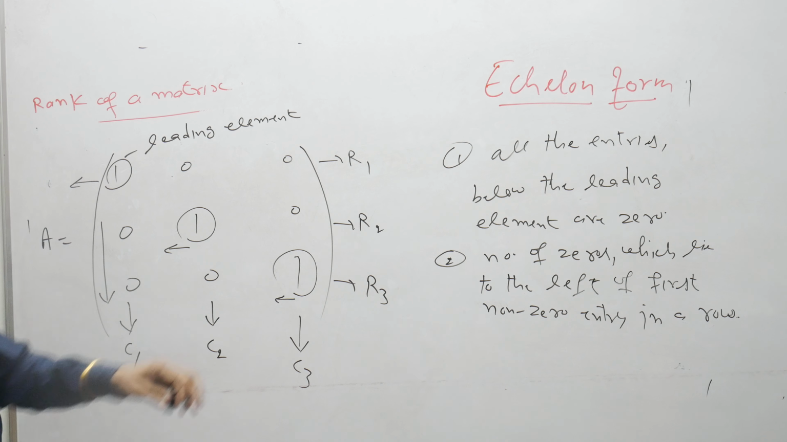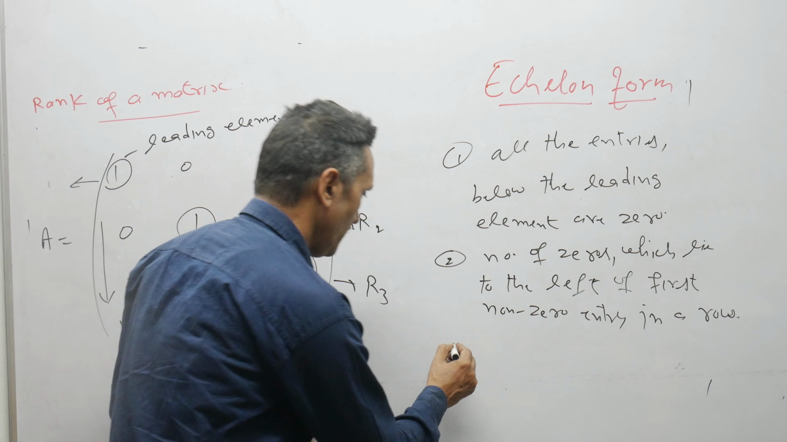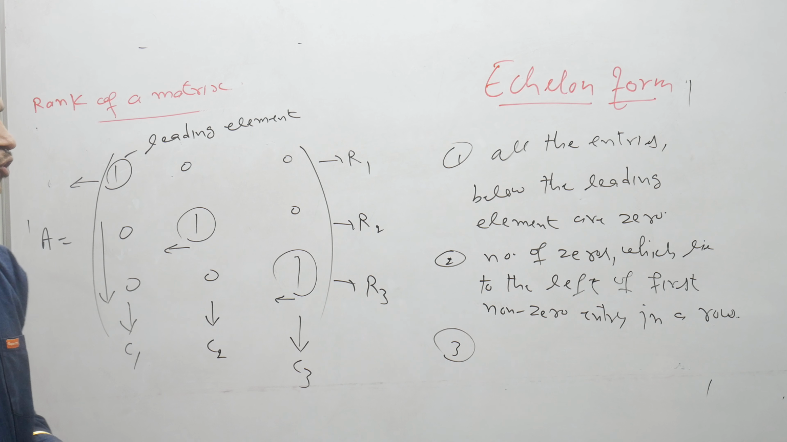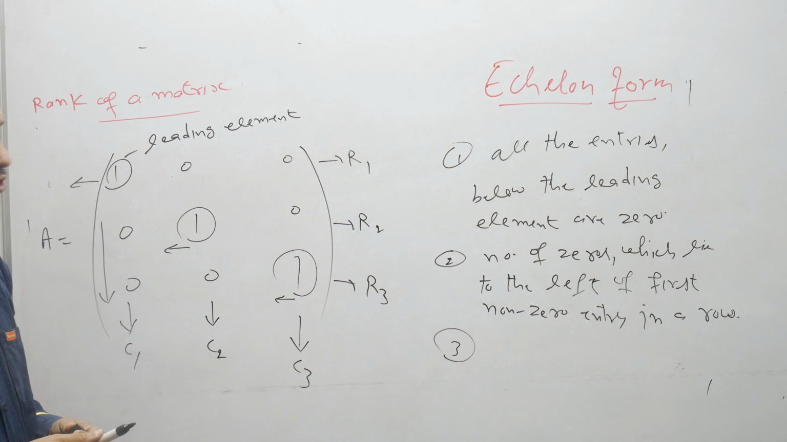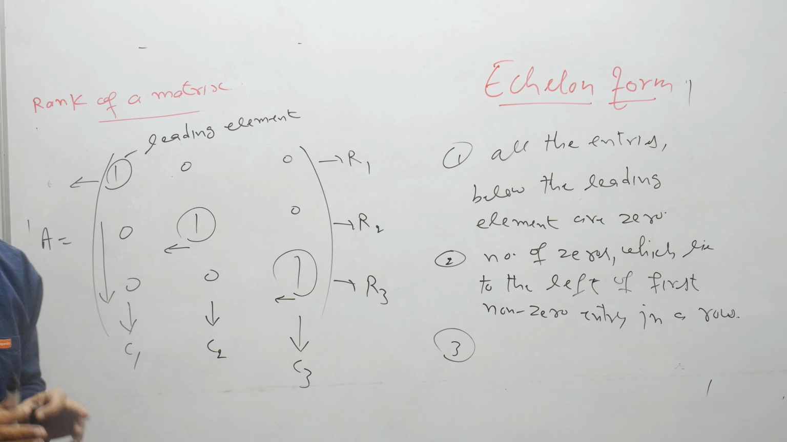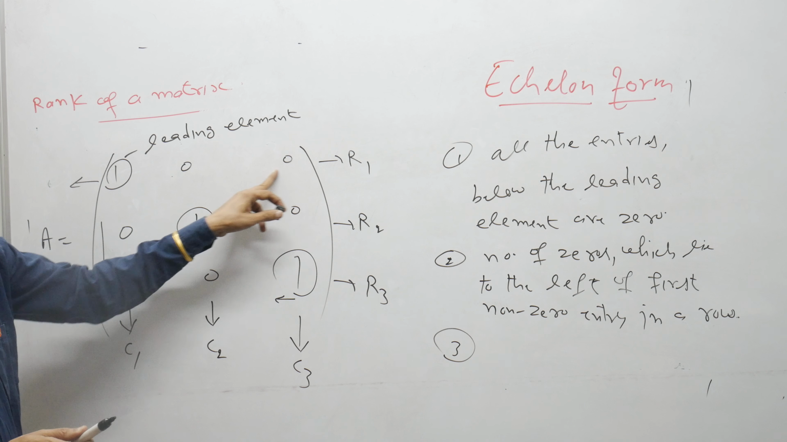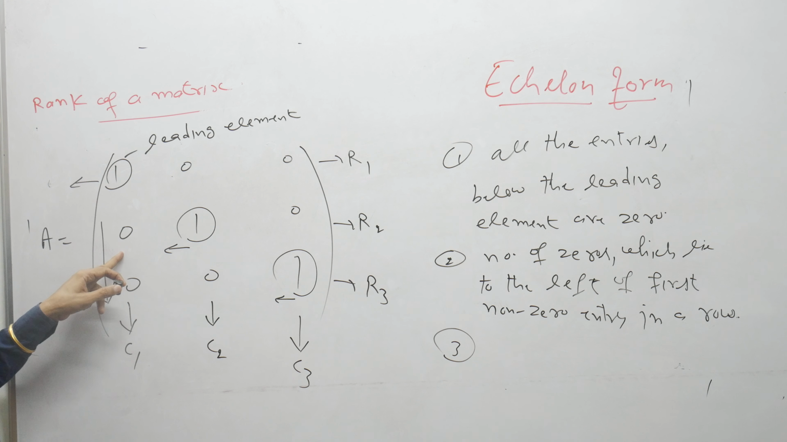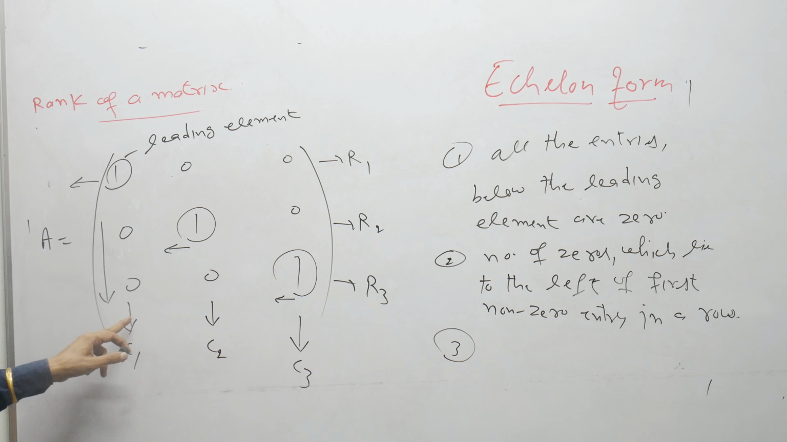So when I obtain echelon form of the given matrix, then next I count number of non-zero rows. By non-zero row, I mean there should be at least one non-zero entry in that row. So this is my non-zero row. This is also a non-zero row, and this one is also a non-zero row.